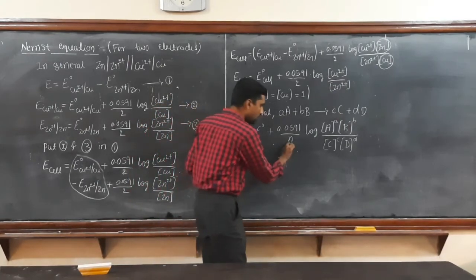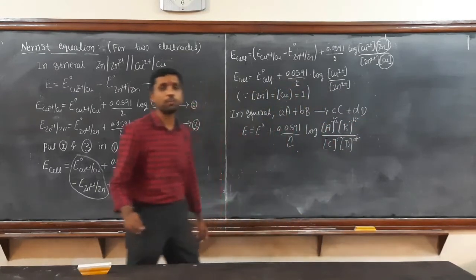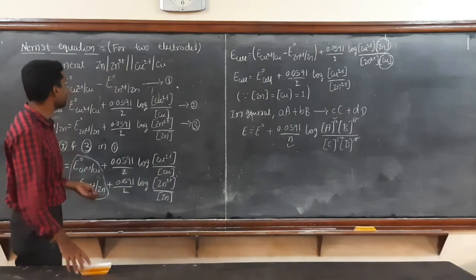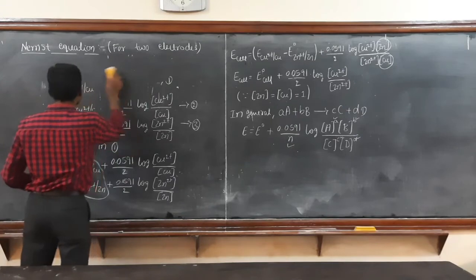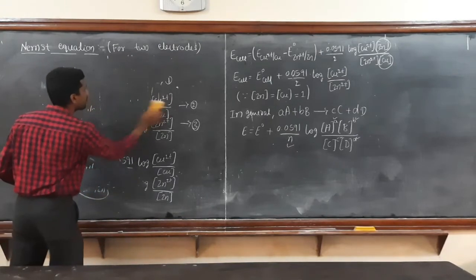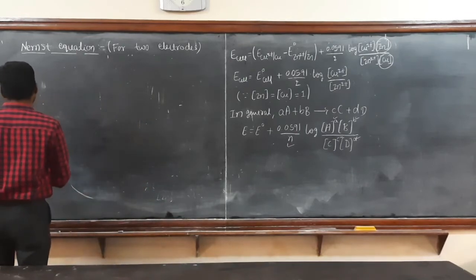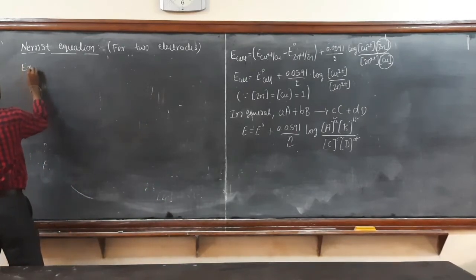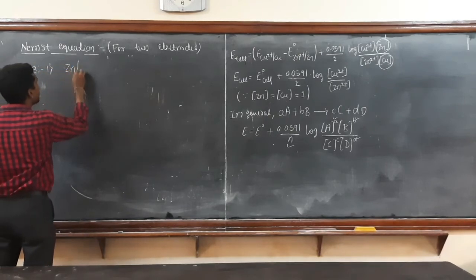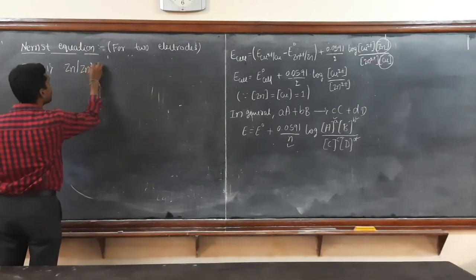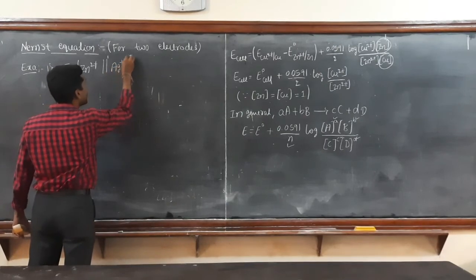So here the terms n and a, b, c and d can be obtained from the balanced chemical equation. If you consider a simple example like this for some of the examples regarding this equation, the first example is zinc and silver. Zinc will undergo oxidation and act as the anode, and silver acts as the cathode.